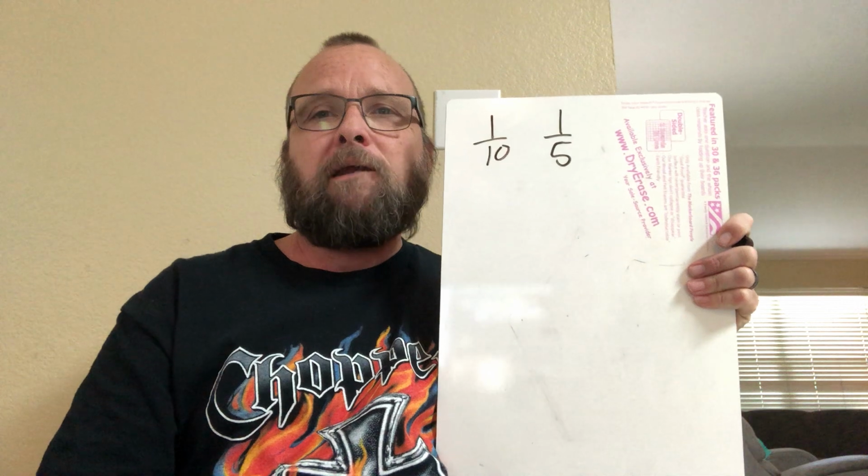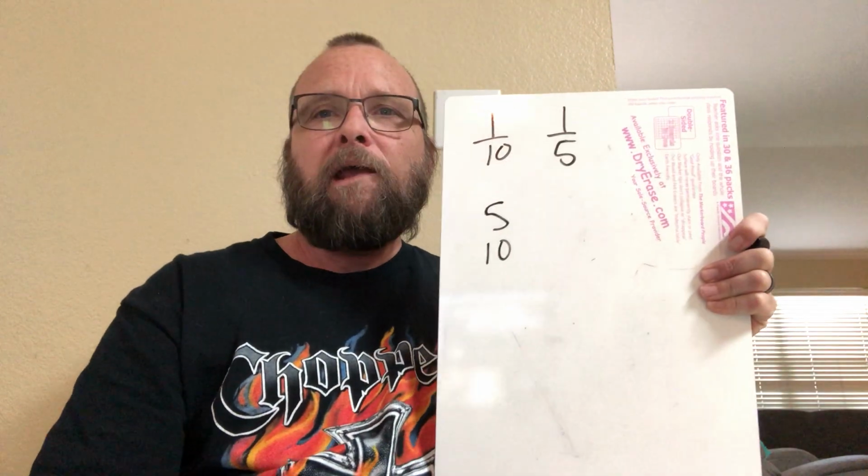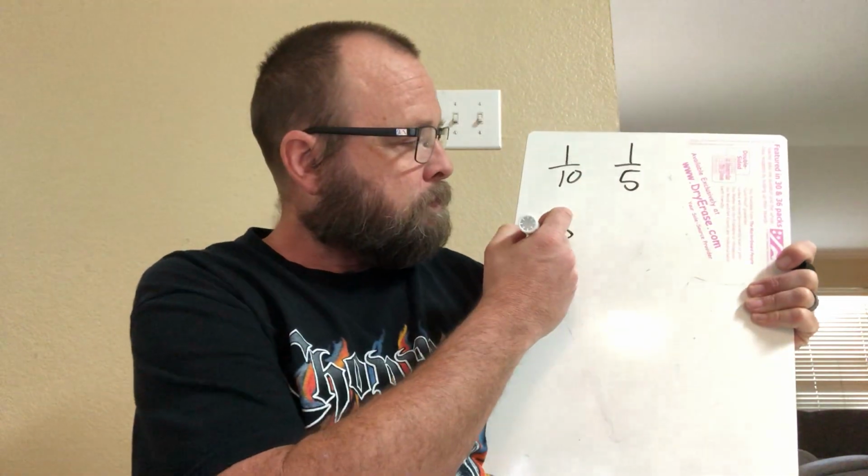All right, we have the two fractions, 1/5 and 1/10. The instructions are to find the least common denominator. So I'm going to take my two denominators, which are 5 and 10, and I'm going to start listing the multiples. Now you also have a multiplication chart, so that would be real easy to look at as well. So you may want to do it that way.